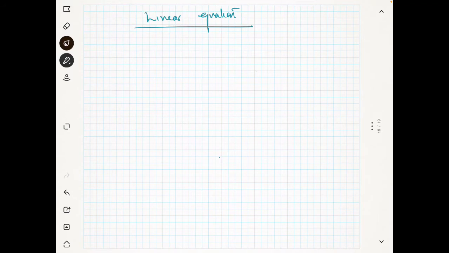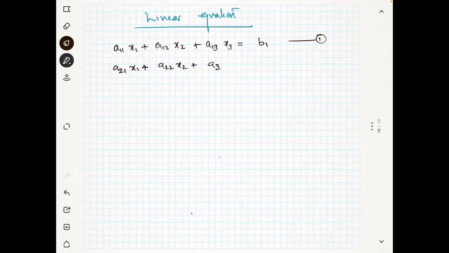So we will consider in general a 3 by 3 matrix. For example, A11 into x1 plus A12 into x2 plus A13 into x3 is equal to B1. This is equation number 1. Then A21 into x1 plus A22 into x2 plus A23 into x3 is equal to B2. Now A31 into x1 plus A32 into x2 plus A33 into x3 is equal to B3.